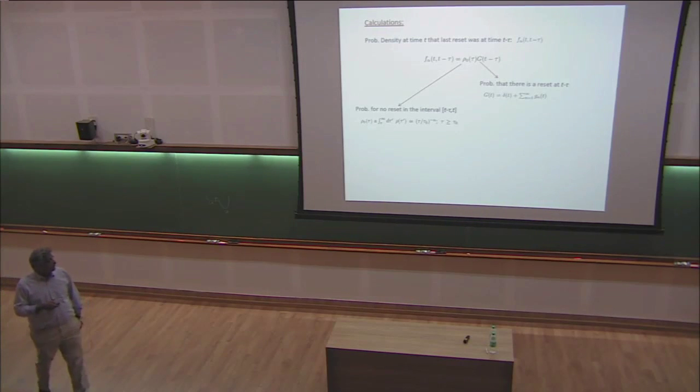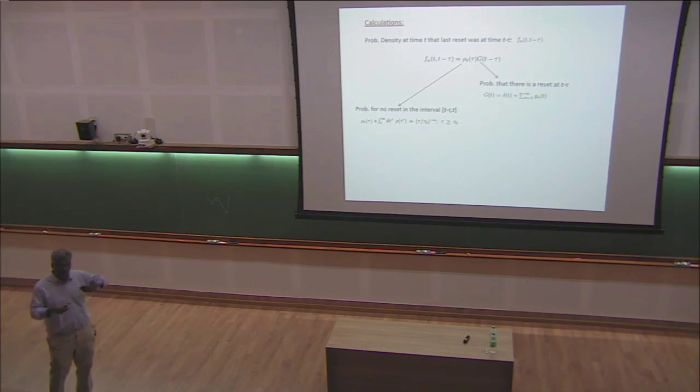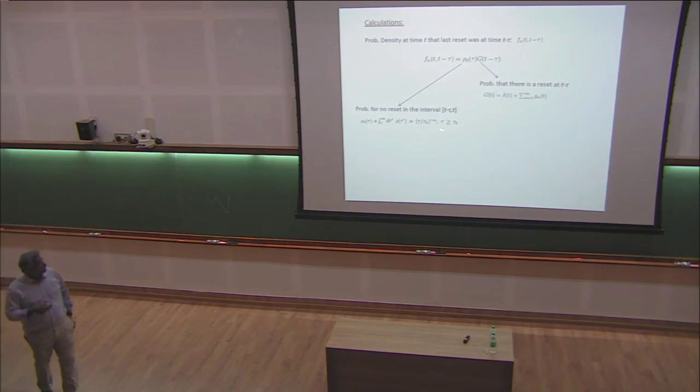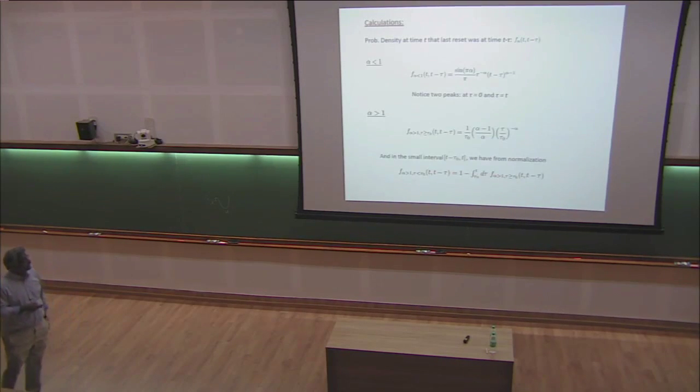So we have calculated this quantity here. So what one has to know is what is the probability that there was a reset at the previous time tau before the time right now, and that's given by the product of these two. And the thing is, we can calculate it. So what we see is that this probability that the previous reset was at a time tau before the current time takes these two different forms for alpha smaller than 1 and alpha greater than 1.